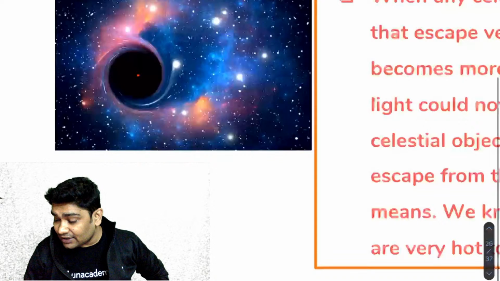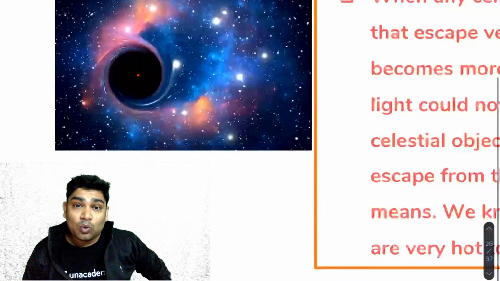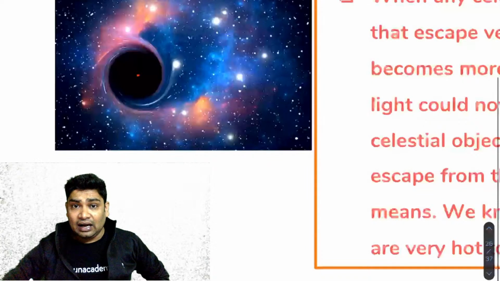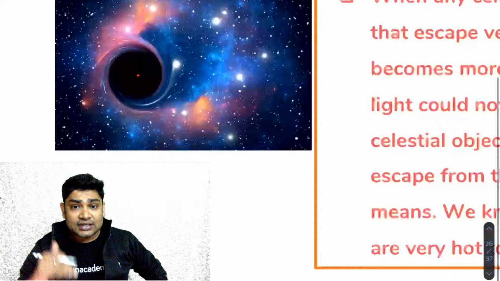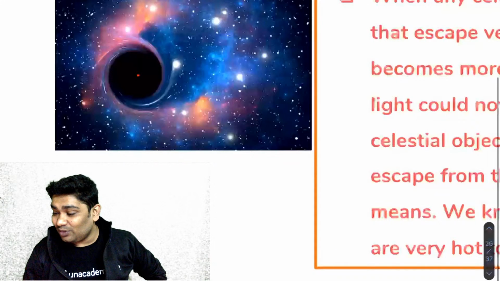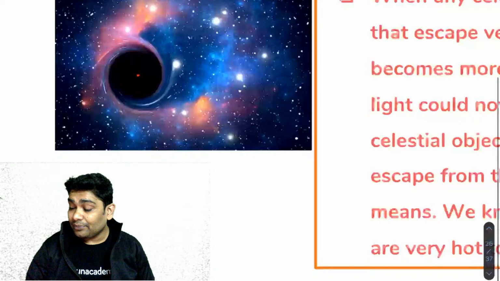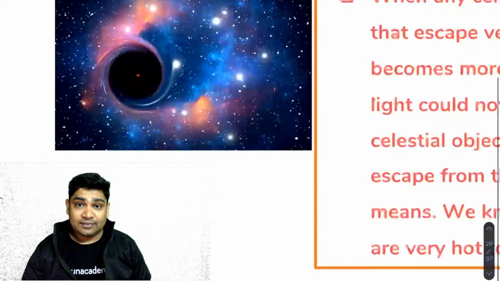Now the idea is you realize here that the escape velocity at the surface is given like this. What do you think will happen if I release any object from a certain height? Then the escape velocity would be lesser.